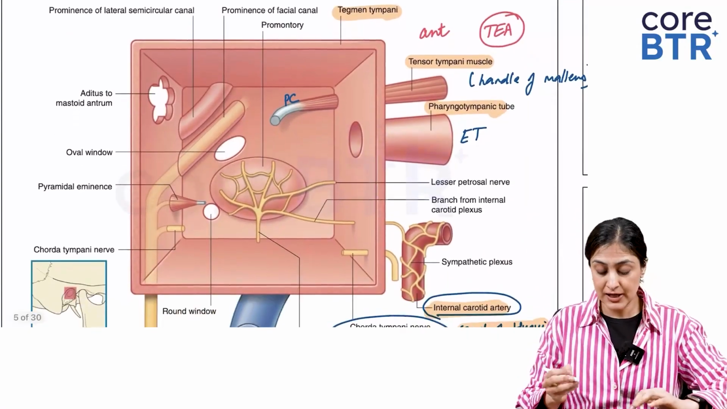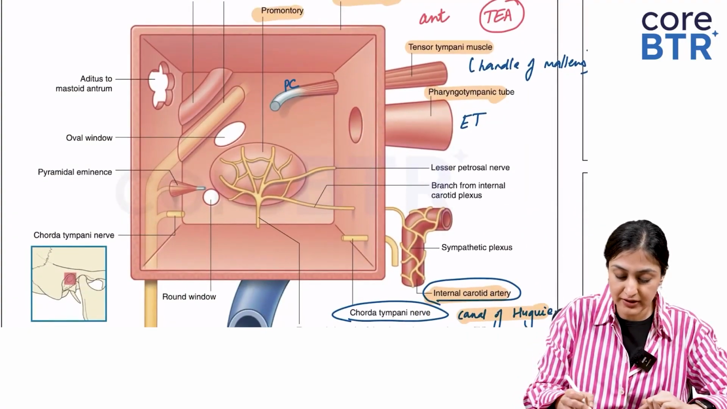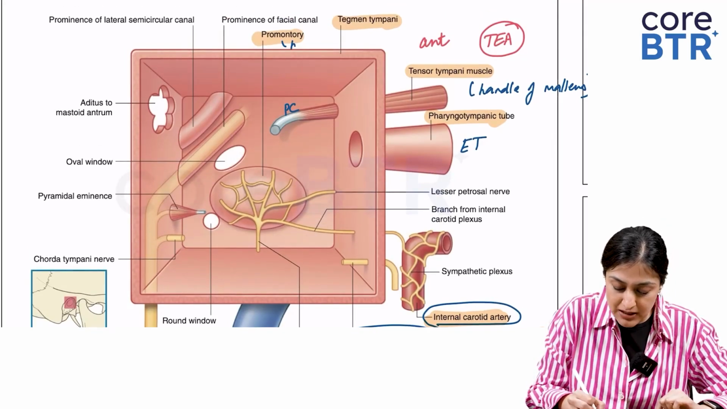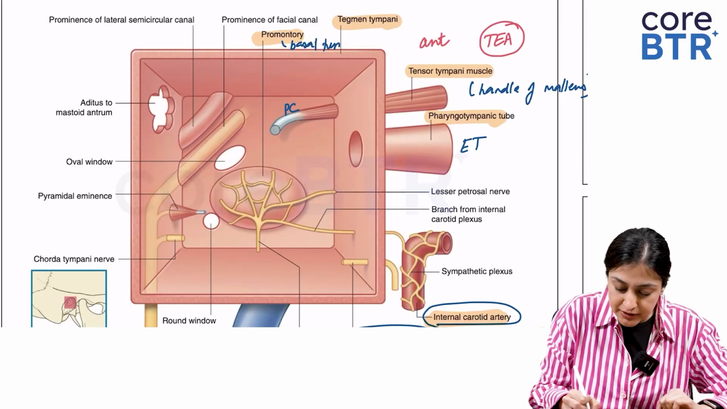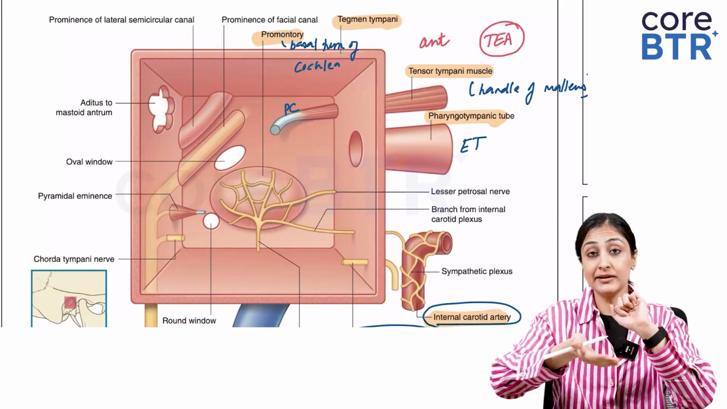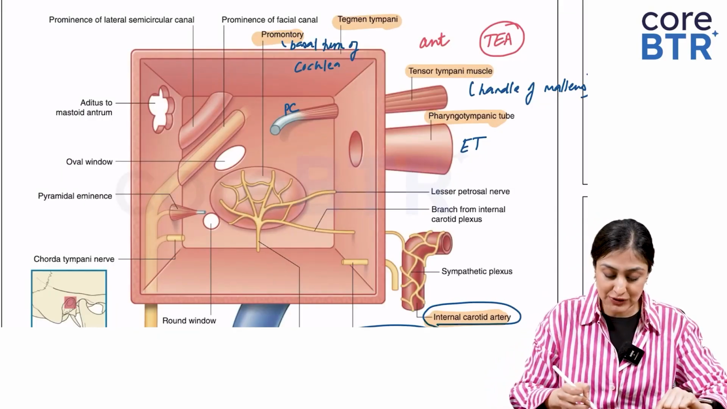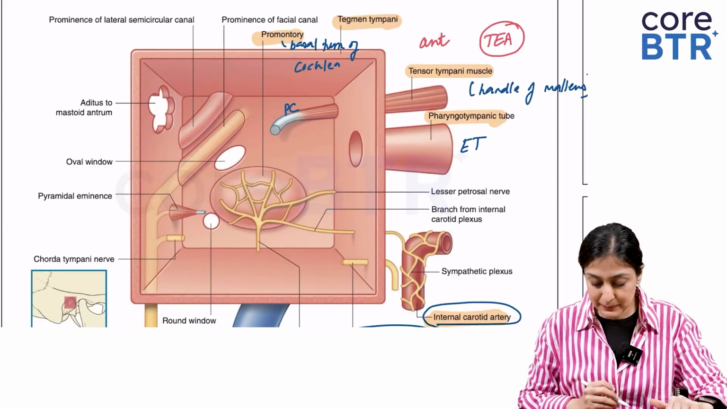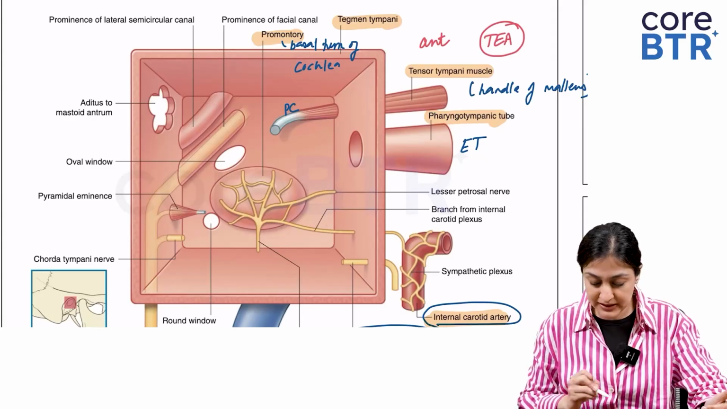What is on the medial wall? First of all, I see the promontory, right? What is the promontory? It's this bulge that I am seeing. It is the bulge of the basal turn of the cochlea, which is lying inside in the medial part, in the inner ear. So that bulge is the promontory. First thing, you can see the tympanic plexus over it, where we have the sympathetic supply.